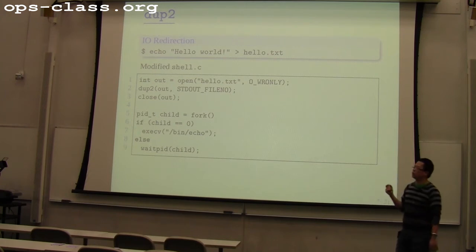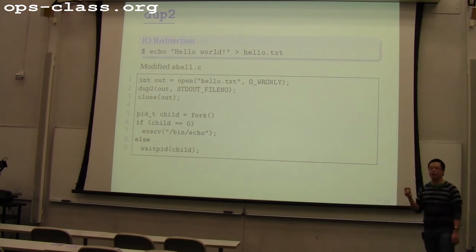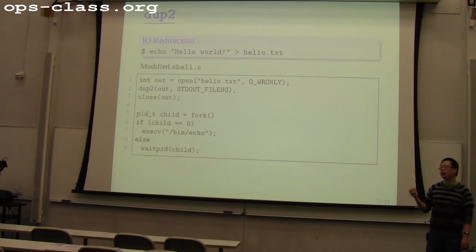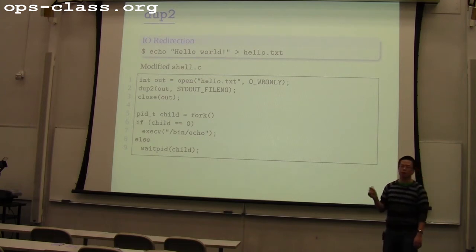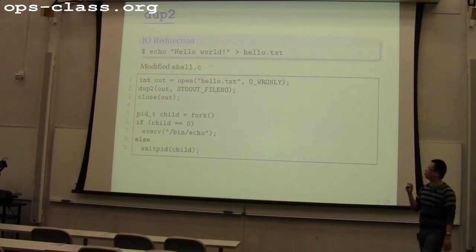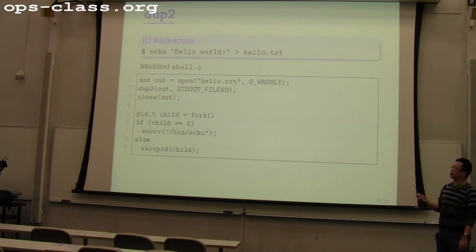Actually, dup2 is one of the few functions that can change the file table. So open can change the file table. You may need to allocate a new FD. Close can change it. And then dup2. Read and write don't change the structure of the file table. They just modify the offset of the file, right? So open, close, and dup2 potentially change the structure of the file table.